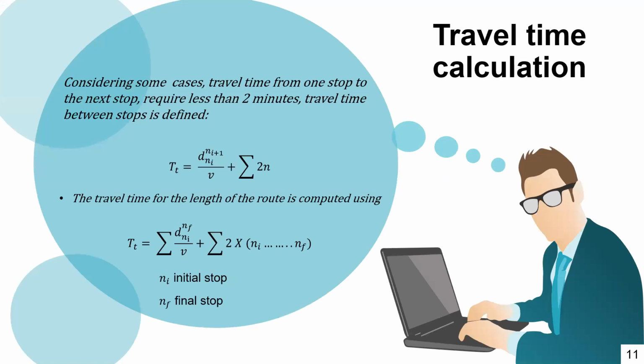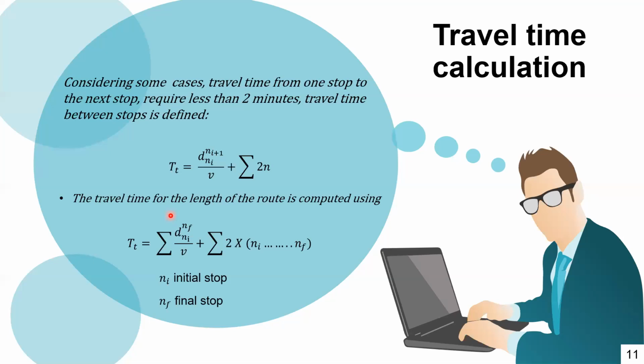But in some cases, the travel time from one stop to another requires less than 2 minutes because those 2 bus stops are located close to each other. So in this case, the travel time of that road is calculated using this equation. Here, 2 is the number of minutes, and n is the number of bus stops.